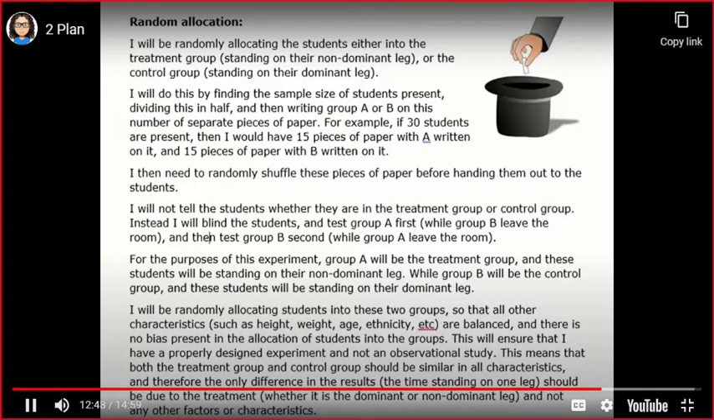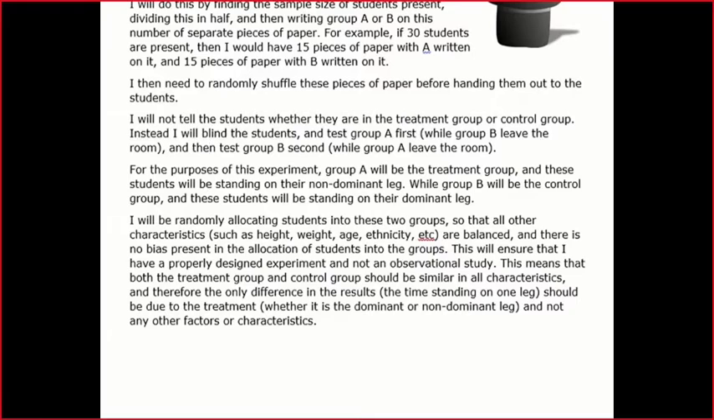So for the purposes of this experiment, I'm going to make Group A the treatment, and they will be standing on their non-dominant leg. Group B will be the control group, and I'll have them standing on their dominant leg. And then I'm explaining why I'm doing this, and this is good for our merit. I'm randomly allocating them because, and I'm giving an explanation of why I do that.